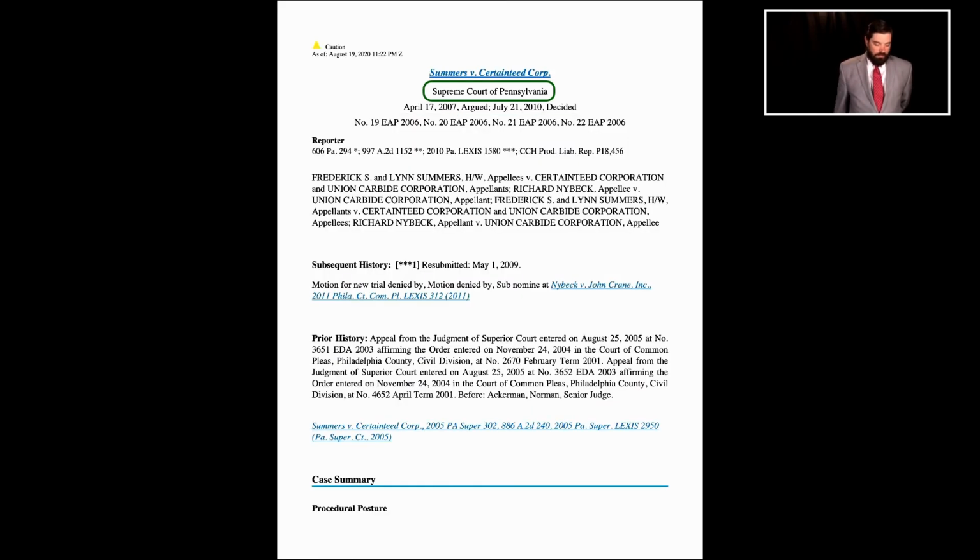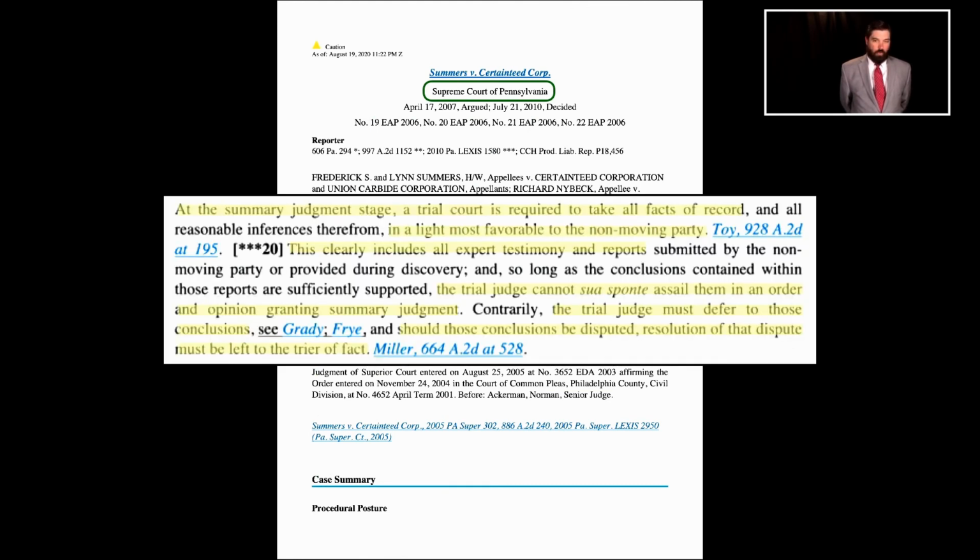It's powerful because it comes straight from the Supreme Court of Pennsylvania, as if the justices there were writing for this case. They said, at the summary judgment stage, a trial court is required to take all facts of record and all reasonable inferences therefrom in a light most favorable to the non-moving party. This clearly includes all expert testimony and reports submitted by the non-moving party or provided during discovery.